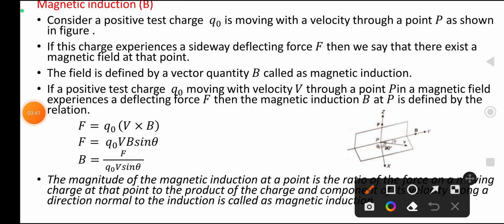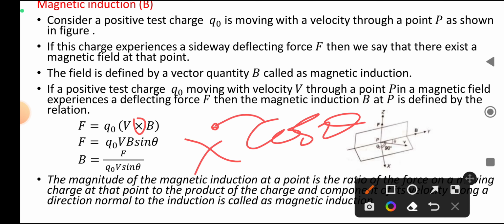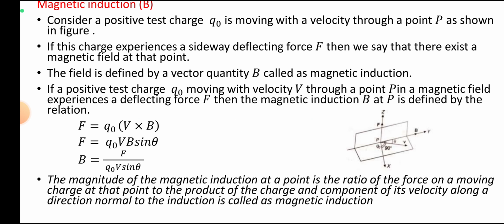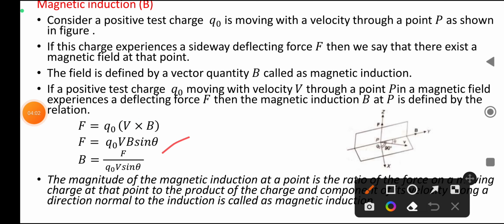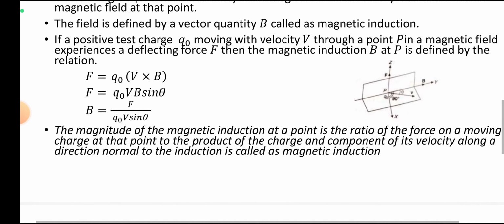If you remove the cross product, then the formula is q v B sin theta. For the cross product, sin theta comes; if there is a dot product, then cos theta we have to write. For cross, sin theta; for dot, cos theta. From this relation, we can write the B value as F by q naught v sin theta. Keep B on this side, and bring sin theta and q naught to the other side, these three things divide.